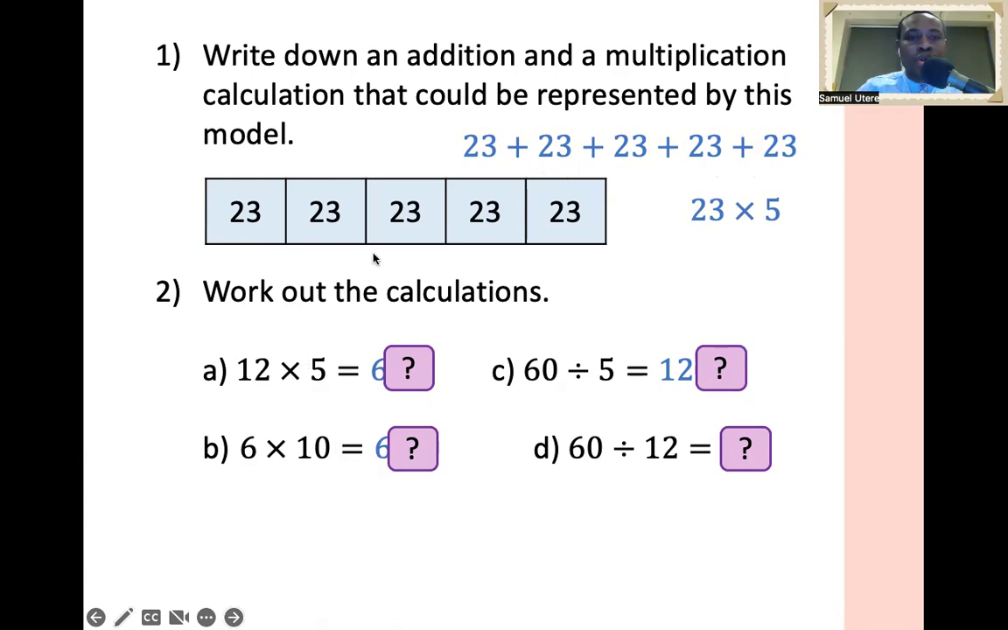For question 2, you were asked to work out these calculations. So 12 times 5 is 60, and 6 times 10 is 60. But for question C, did you use the question before to help you answer that question? All right. So this is one of the things we're going to be learning in this lesson: using existing known facts to answer questions. And similarly here for D, we've used the inverse operation to answer this question.